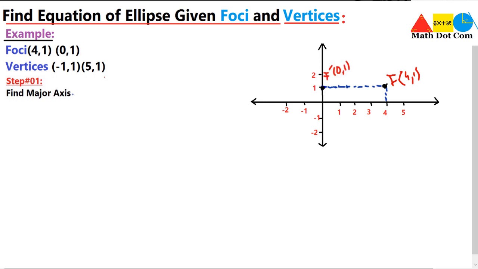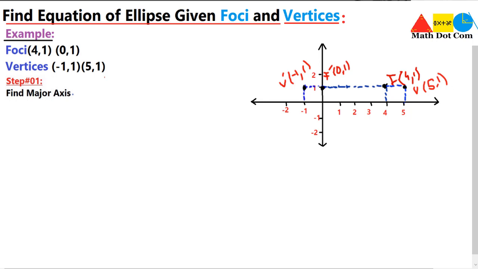Now the other elements of the ellipse are the vertices. We have two vertices. One is (-1, 1) and the other is (5, 1). First we plot (-1, 1). This is one vertex and we label it V dash for your convenience, and V is (5, 1). So let's plot it as well. This is the other vertex. We plot the elements of the ellipse given in the example, and from this plotting we can easily determine the major axis.